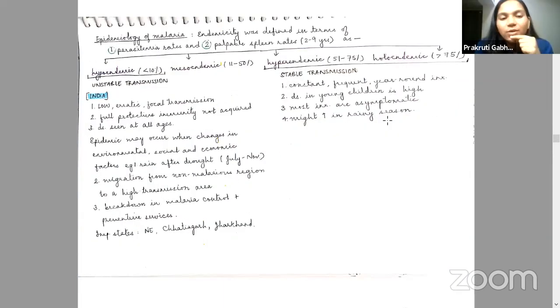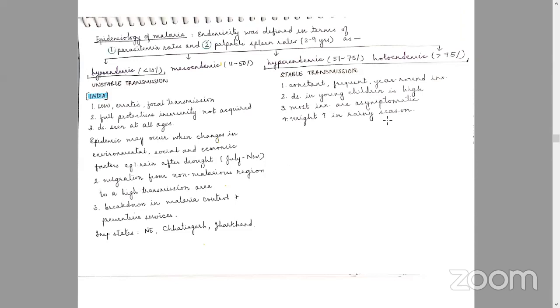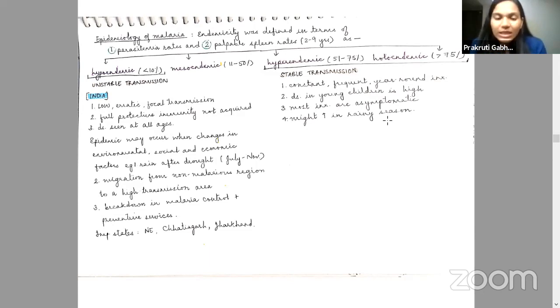Now, if there's migration of laborers, for example, from a non-malarial area to a high-transmission area, they will not have any immunity. When they come to a high transmission area, obviously there will be an outbreak of malaria. So the important states in India that have high transmission of malaria are the northeast.